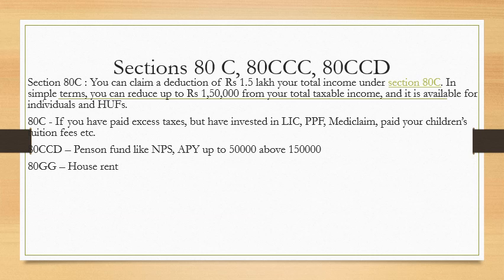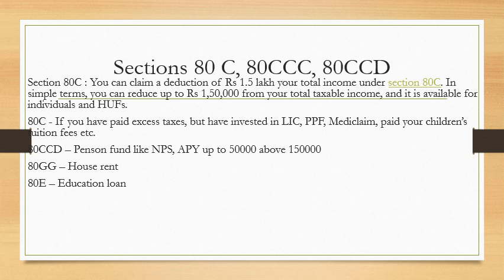80GG, I could have claimed for house rent if I am paying above the house rent allowance given by the employer. If the employer provides me a house rent allowance of, say, rupees 2,000 per month, and I am paying rent of 4,000 per month, then that 2,000 into 12, 24,000, I can claim as the excess house rent paid, and that comes under tax rebate.